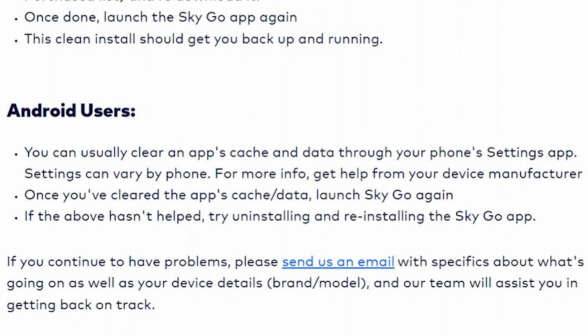But if you are an Android user, you can usually clear an app's cache and data through your phone's settings app. Settings can vary by phone. For more info, get help from your device manufacturer. Once you've cleared the app's cache data, launch SkyGo again. If the above hasn't helped, try uninstalling and reinstalling the SkyGo app.